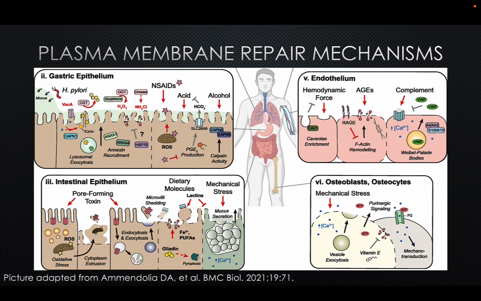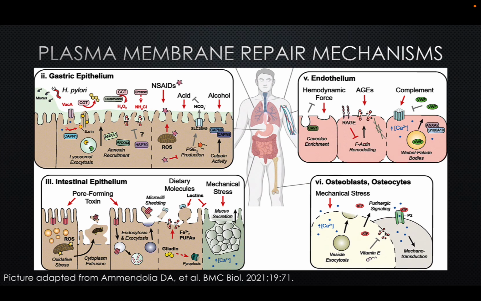These promote lipid peroxidation and overexpression of receptors for those AGEs can prevent F-actin remodeling, which is required for resealing of damaged cell membranes. On the far right, complement-induced damage can trigger the release of von Willebrand factor, or VWF, and this can limit further complement deposition and damage. So we have a couple ways in which we can circumvent damage through actin remodeling, caveolar enrichment, and then those von Willebrand factors.